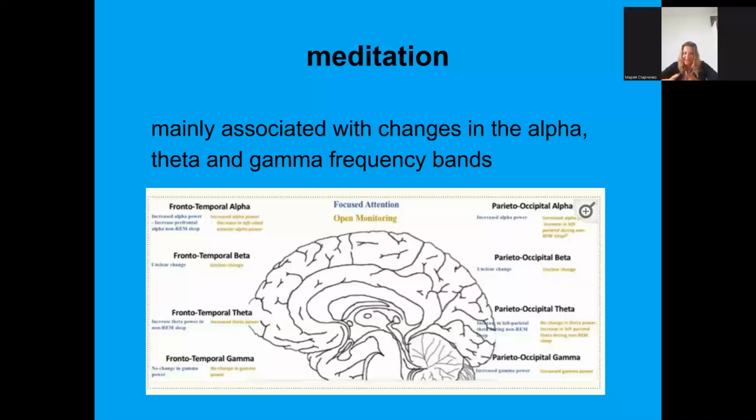The alpha activity is associated with relaxation and memory consolidation. Theta band is related to focused attention, cognitive processing, and memory. And the gamma activity is associated with complex cognitive states such as attention, working memory, and perception, being also related to information processing.